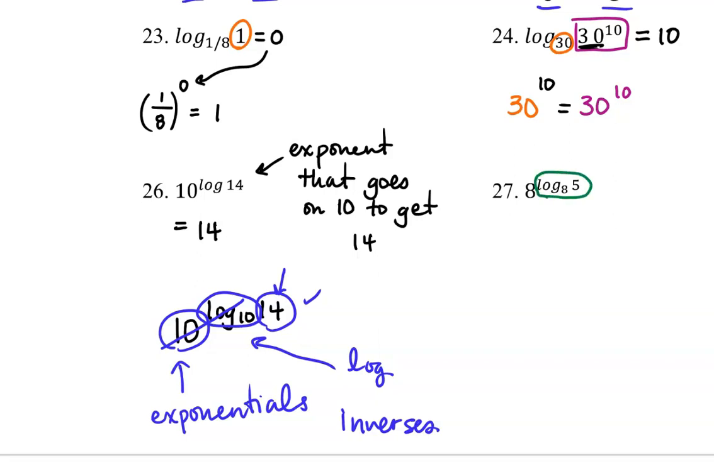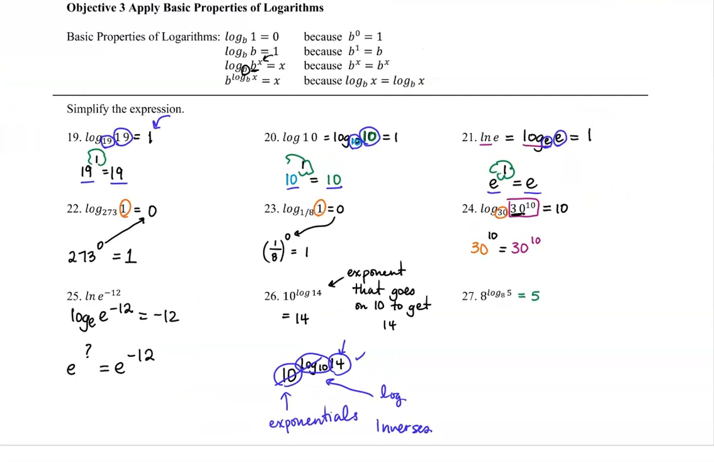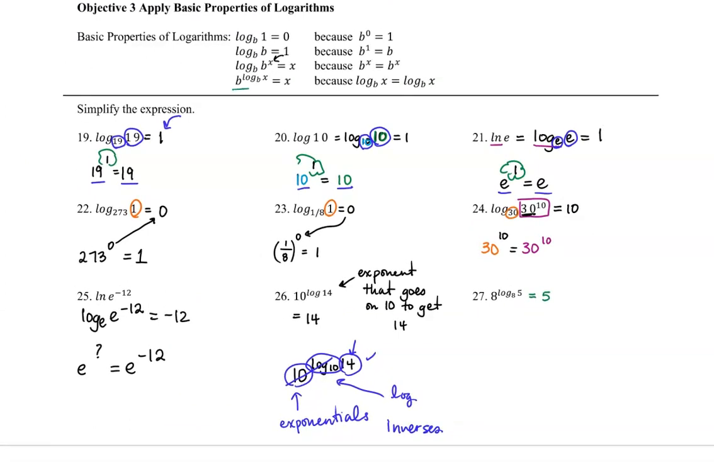Similarly, in example 27, we know that log base 8 of 5 is the exponent that goes on 8 to get 5. And it is written as the exponent on 8, and so this is equal to 5. And both examples 26 and 27 are illustrations of this final property of logarithms.